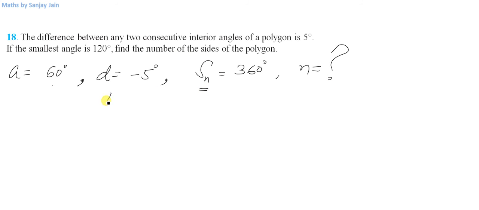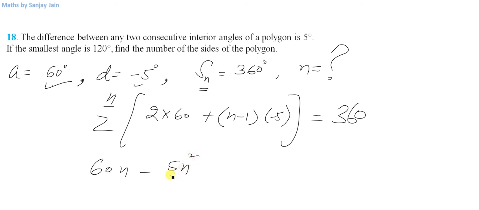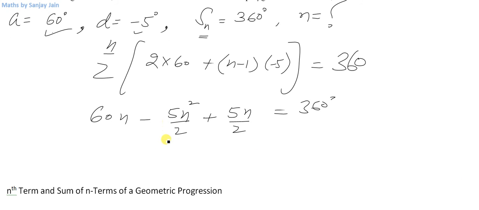So this is n by 2 into twice of a plus n minus 1 into d, and this entire thing is equal to 360, right? So this is 60n minus 5n squared by 2 plus 5n by 2 equals 360 degrees. Okay, you need to do this carefully so that we do not make any calculation mistake at least.